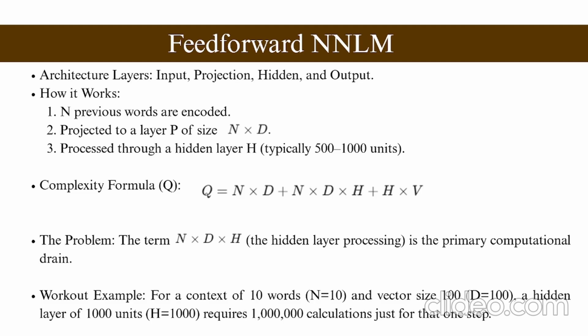The complexity formula for this model is Q equals N times D plus N times D times H plus H times V. The problem is the middle term, N times D times H. This represents the hidden layer processing. For example, you have a context of 10 words where N equals 10, a vector size of 100 which is D equals 100, and a hidden layer of 1000 units where H equals 1000. You are doing 1 million calculations in just one single step. This primary computational drain makes it impossible to scale to trillions of words.